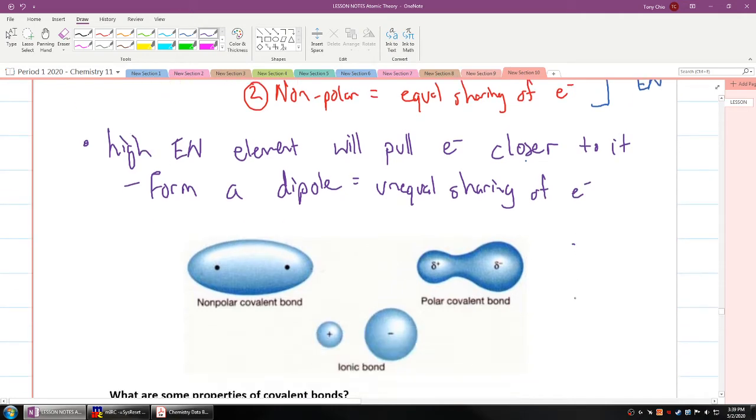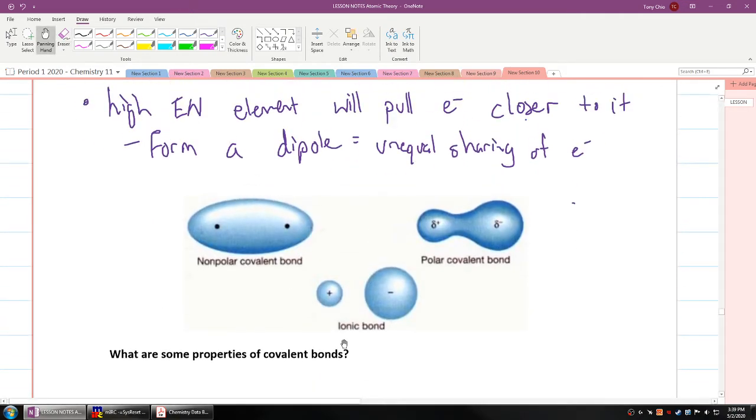So look at this example right here. We know ionic bonds means a full transfer of electrons. We see here a nonpolar covalent means that you're going to have an equal sharing. So this is equal. But if you notice, polar covalent is unequal. And these symbols right there are, in this case, delta positive. Because it's unequal, it has a slight positive charge. And thus, because this has more electrons around it, it's slightly negative charge.